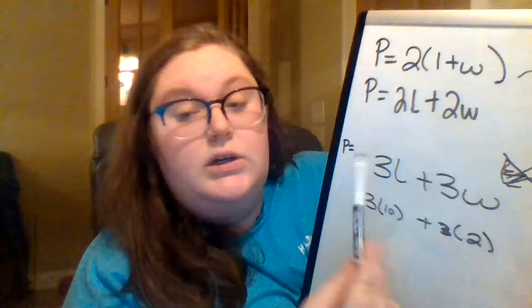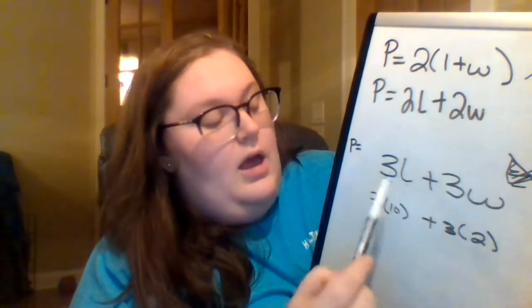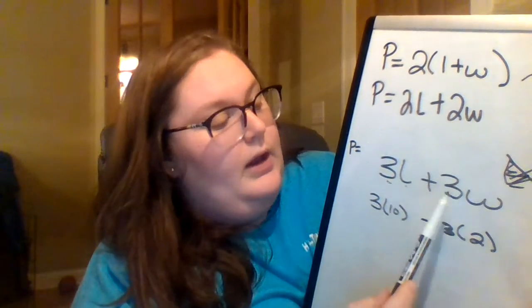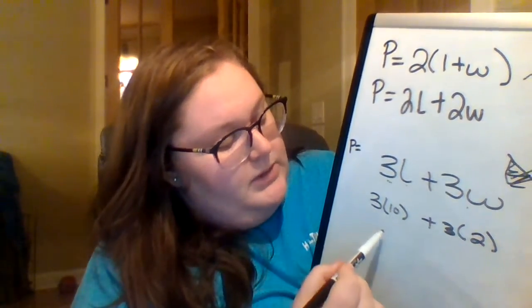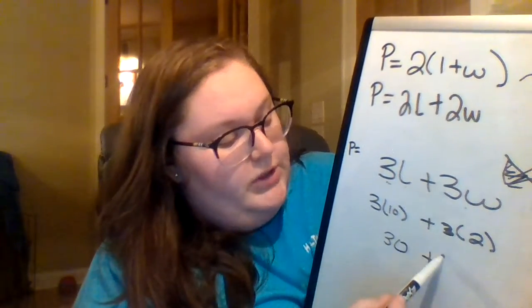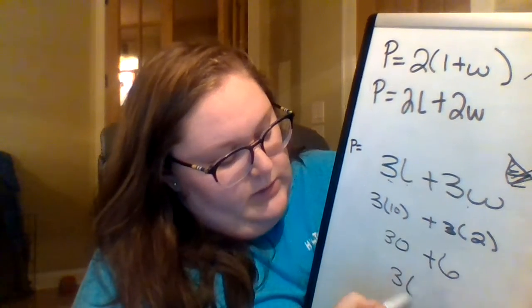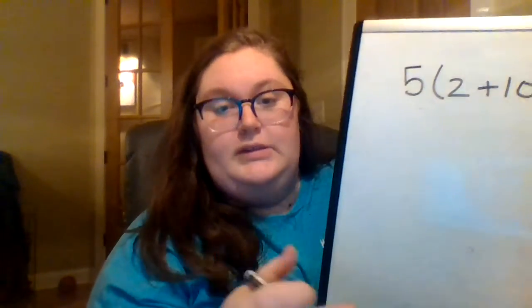Okay, so it would look like this. So our 3, and our L was 10 and our W was 2. So you're still going to do 3 times 10, just 30, plus 3 times 2, which is a 6. And we still get the same answer of 36. So let's do another example.